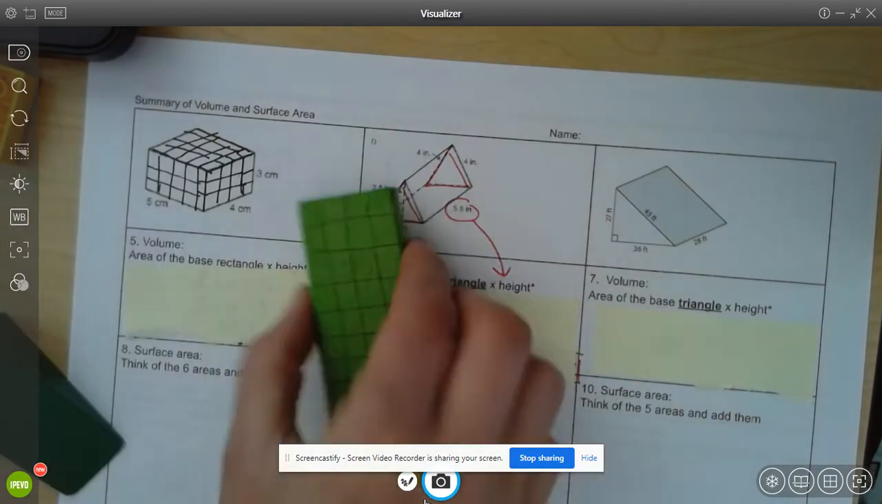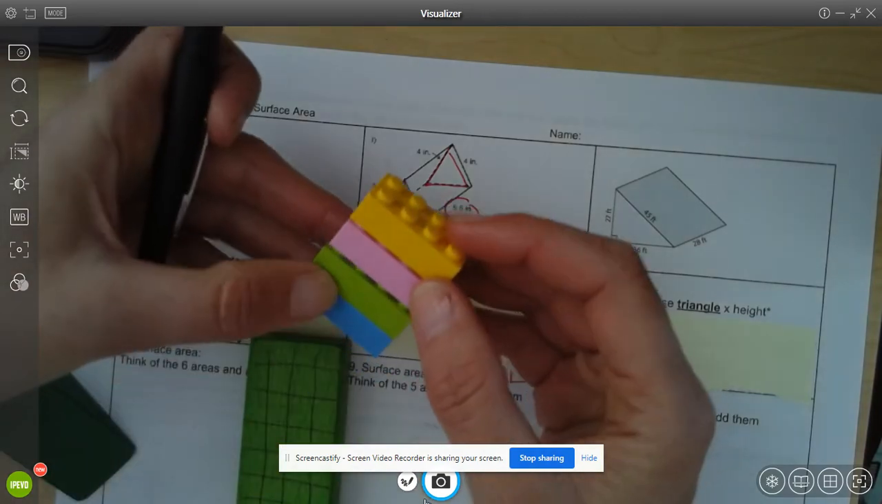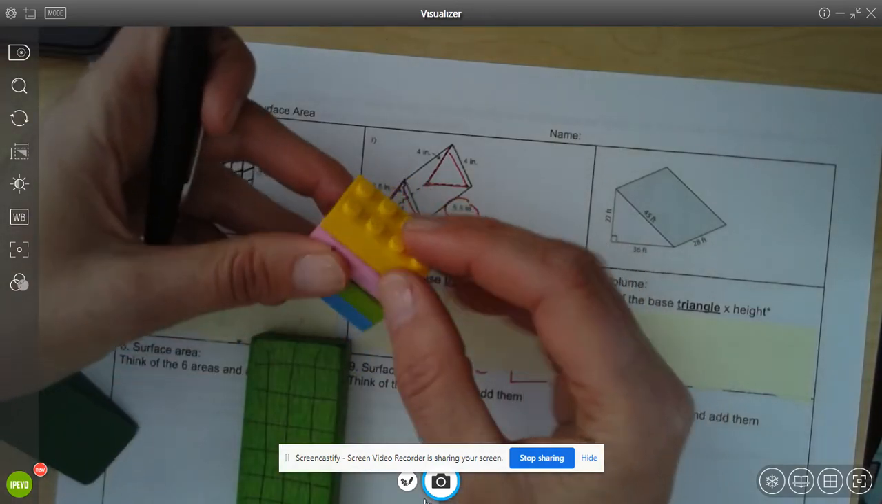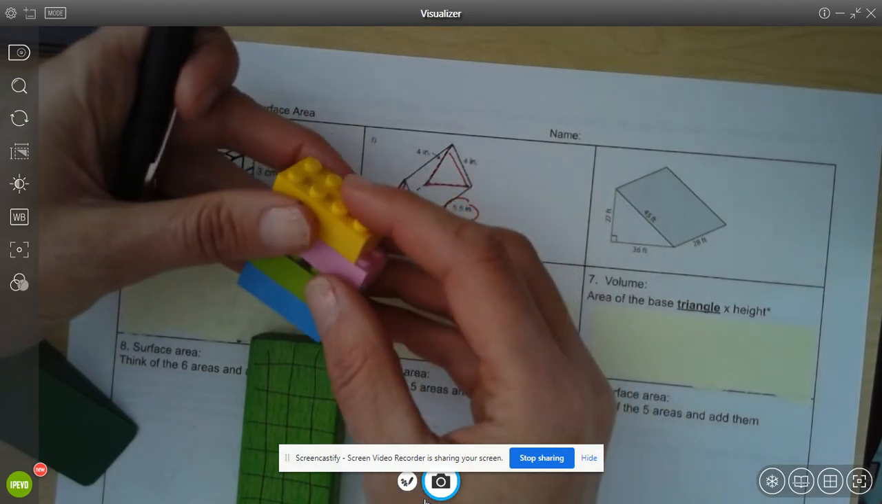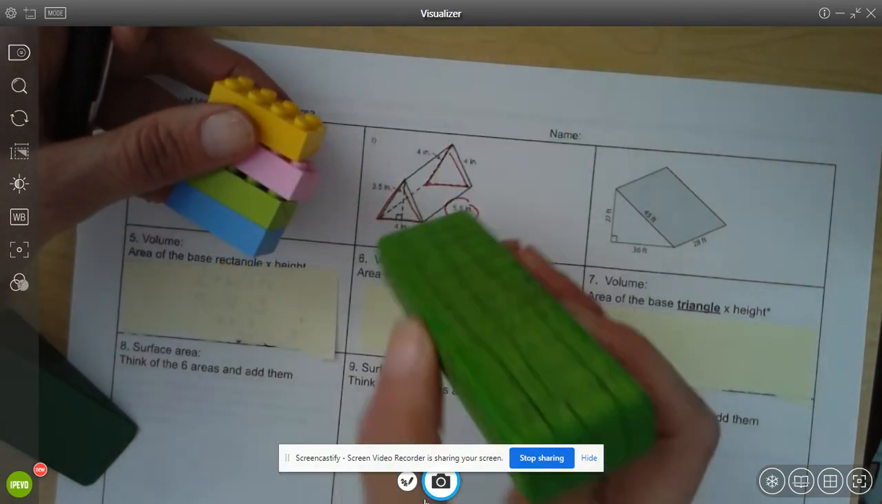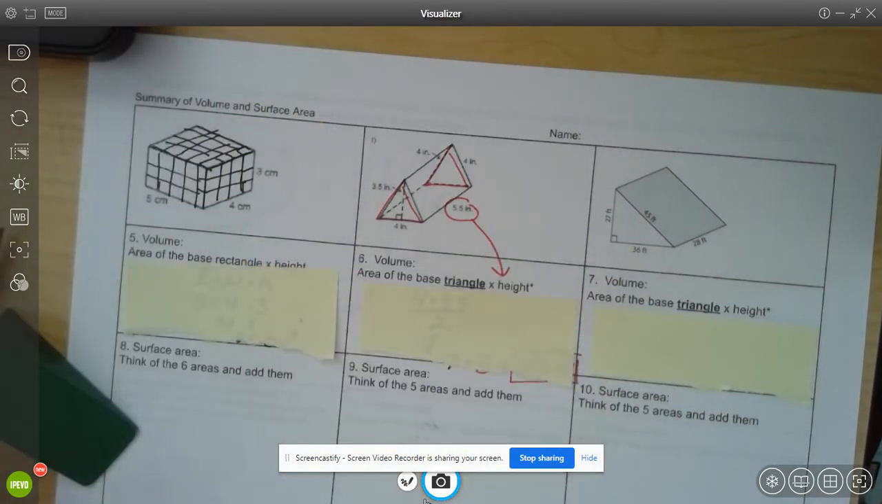The bottom of it has 8, but then we have these layers of it kind of depicted by the Legos here in different colors. Here's a layer of 8, here's a layer of 8, layer of 8, layer of 8. We have those layers of 8 all the way through this. So it's a lot of little cubes you would have to use to make this.